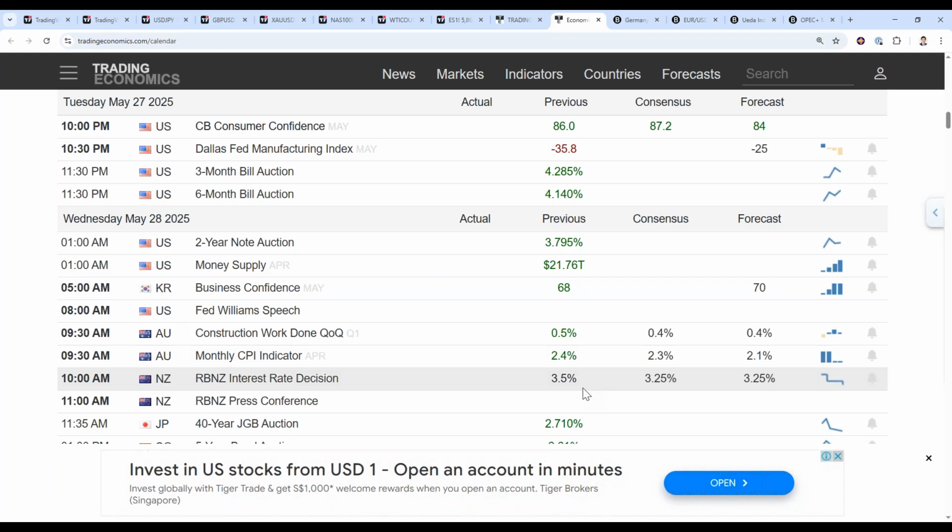So the market may expect a kind of hawkish cut. That means after this cut, RBNZ may signal a much more wait-and-hold approach. So something to look out for in tomorrow's early Asia session: at 9:30 a.m., the monthly Australia CPI indicator, which could influence the Aussie dollar and the Aussie cross pairs. Then at 10 a.m., the RBNZ interest rate decision could influence the Kiwi dollar and the Kiwi cross pairs.